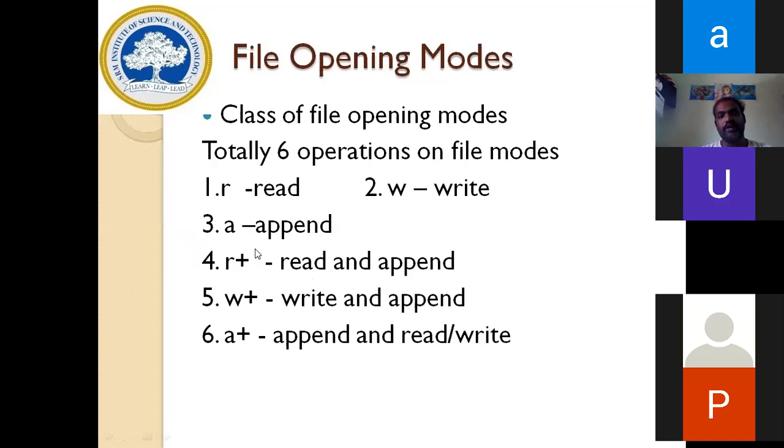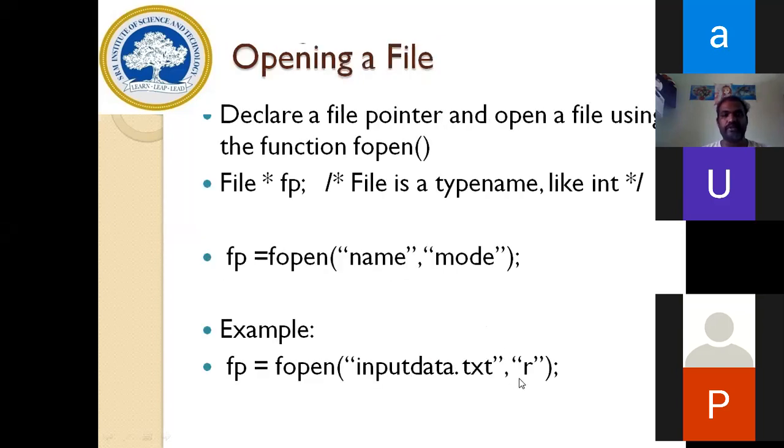Beyond that we have r plus, w plus, and a plus. R plus represents read and write, W plus represents write and read, and A plus represents append and read. Either read or write operations you can perform along with the append. So these are the different file opening modes you need to specify. Here one of the file opening modes is r, which means you are opening this file with the intention of reading the file content.